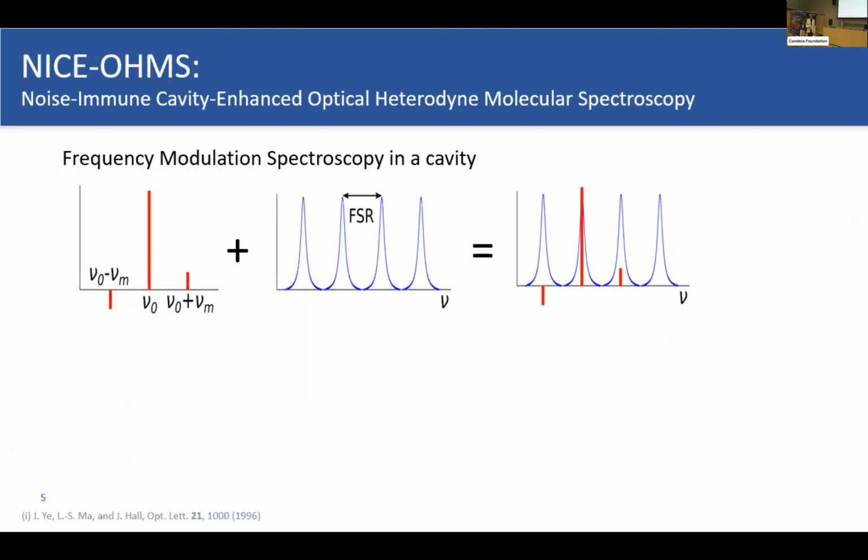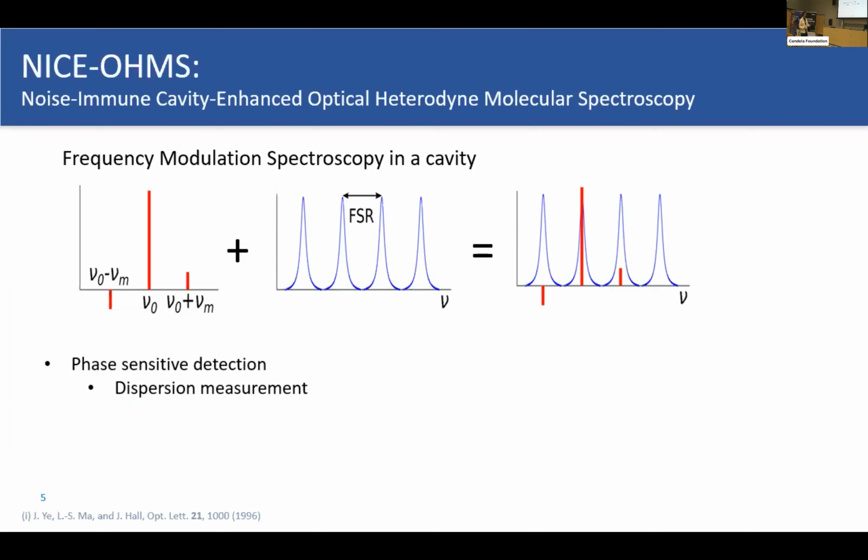So we need a very sensitive method to extract these small signals, and that's why we apply the technique called NICE-OHMS, which stands for noise-immune cavity-enhanced optical heterodyne molecular spectroscopy. Essentially, this is just frequency modulation spectroscopy within a cavity. We modulate our laser with two out-of-phase sidebands, where we need to ensure that the modulation frequency is exactly the free spectral range of the cavity, and that allows us to perform frequency modulation spectroscopy within the cavity. Be aware that we do a phase-sensitive detection.